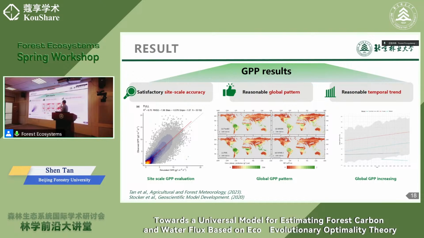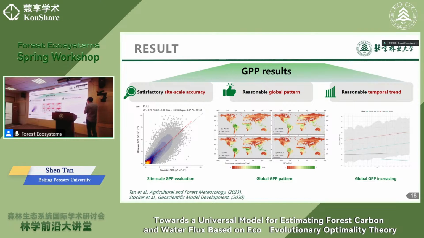And here is a comparison of global pattern of the GPP. The first one is our result, and the second one is from MODIS and from PML. And the final one is from the SIF observation. SIF is the short of solar-induced fluorescence, and this special remote sensing observation represents a direct observation of the photosynthesis rate. So here we can see there is a very similar global trend between our estimation and other GPP products and the SIF observation. This means our model can achieve a very satisfactory, reasonable global pattern against other products.